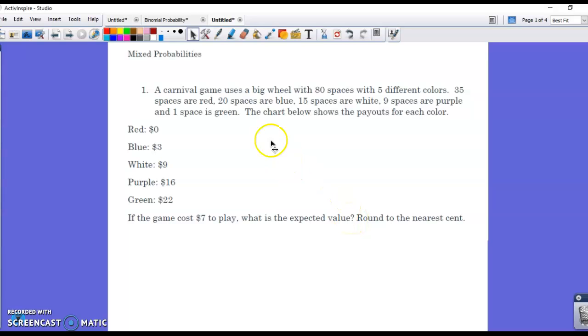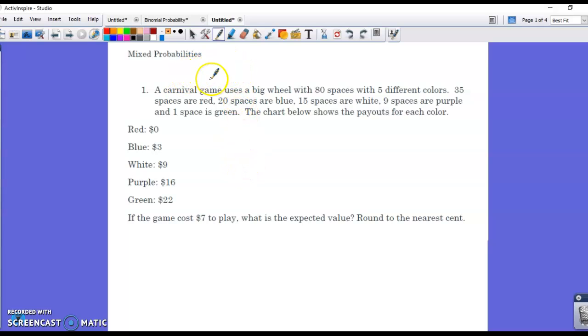All right, so today for this mixed probabilities, it's just four questions covering the last four probabilities we did. So get to it. Just like the other ones, number one here is like the one on your quiz, just numbers will be different, so be careful about that.